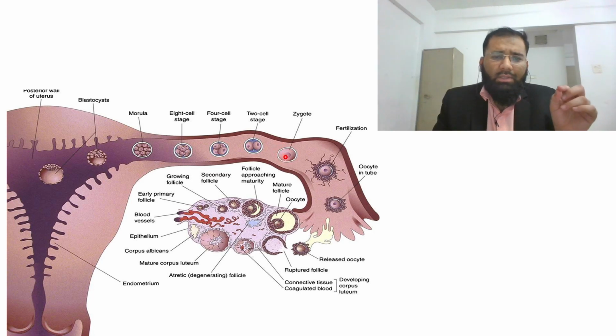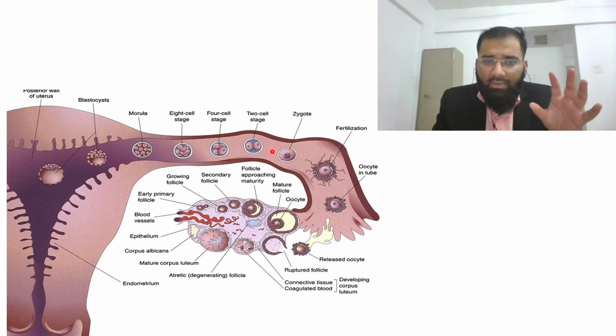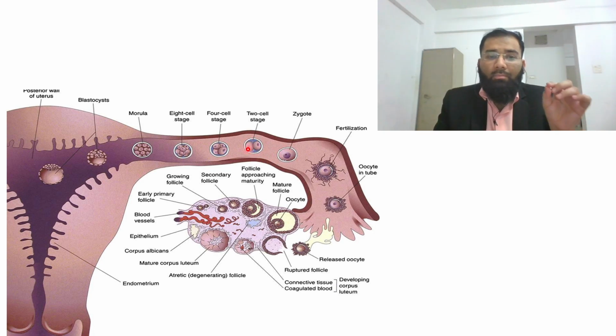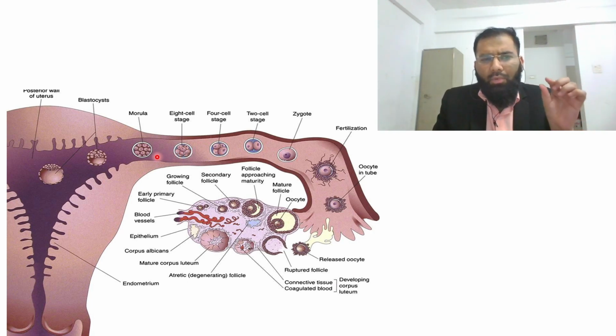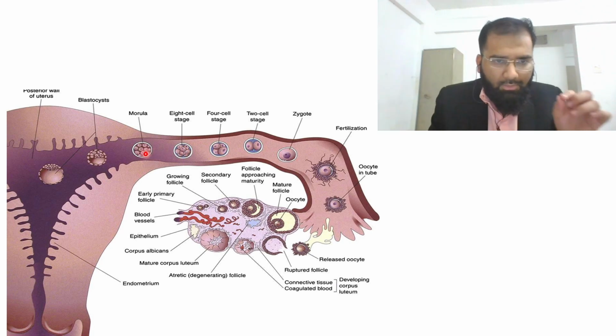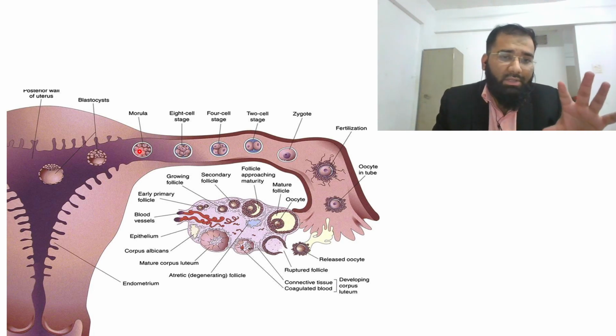Now, once the zygote forms, it starts dividing into smaller cells. These cells are called blastomeres. The process is called blastulation. Initially there is a 2 cell stage, then a 4 cell stage, then an 8 cell stage, and finally a morula-like structure is formed. This is called the morula. Point to be noted, inside the morula there is no cavity.